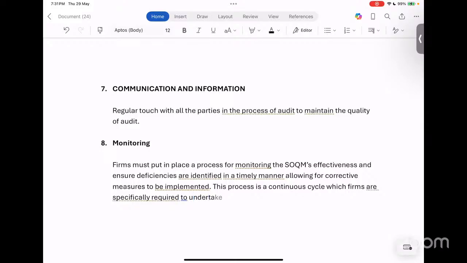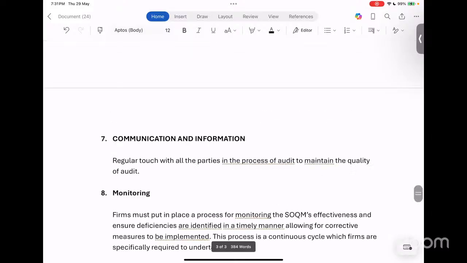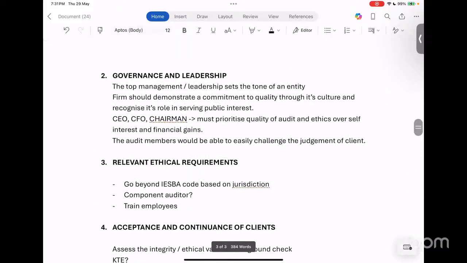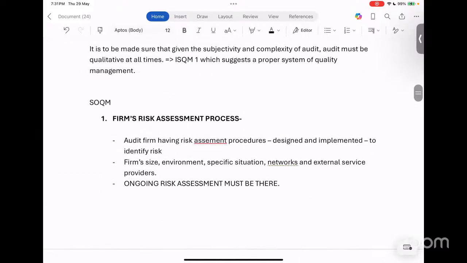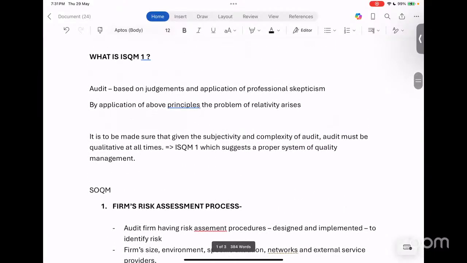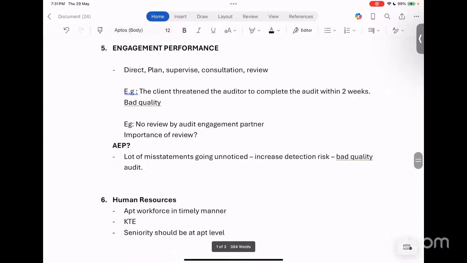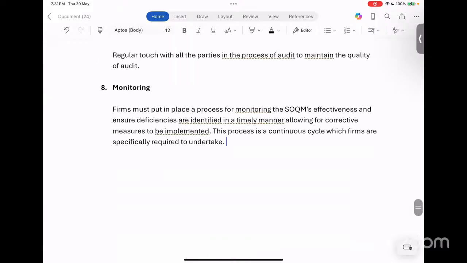So if you have taken any quality control measures or quality management measures, make sure you keep a monitoring check on them that they are working well. And if there is any corrective measure required, you take it in a timely manner so that the quality is sustained. So this is what we have as the 8 elements of ISQM 1, which can be asked in the form of an application in question number 2, or it can be a direct 7 to 8 marker question.